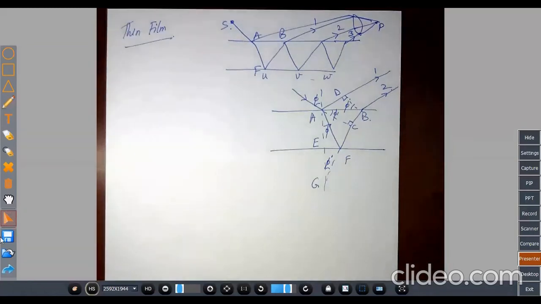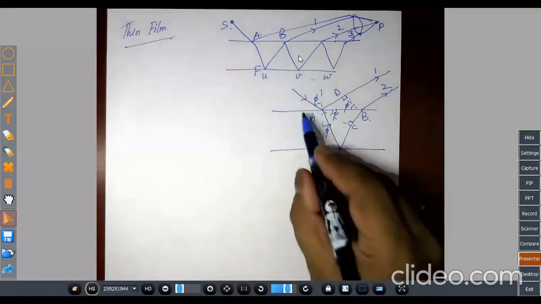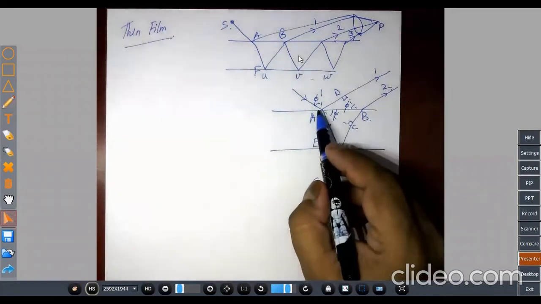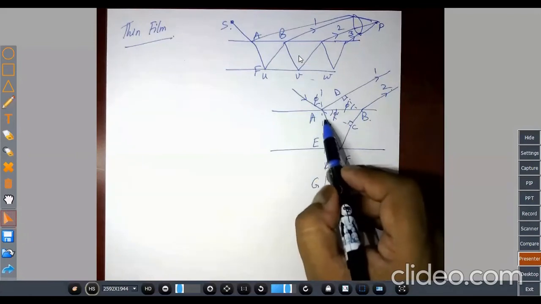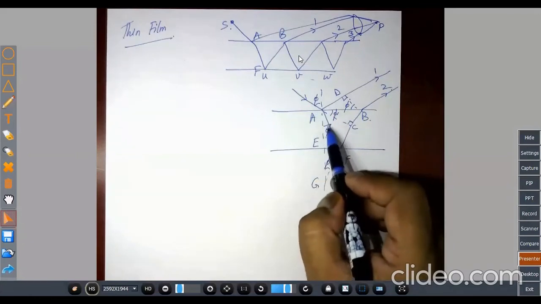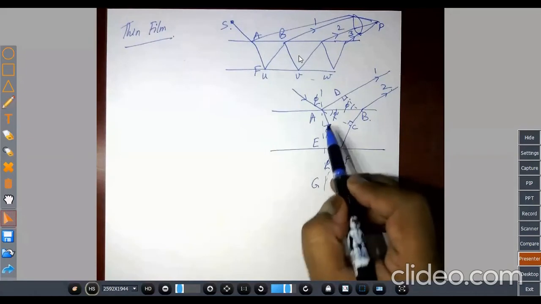This diagram we have already seen previously. Light is incident at an angle phi. The angle of reflection will also be phi, and then the angle of transmission. So the angle of transmission is phi dash. This is phi dash.